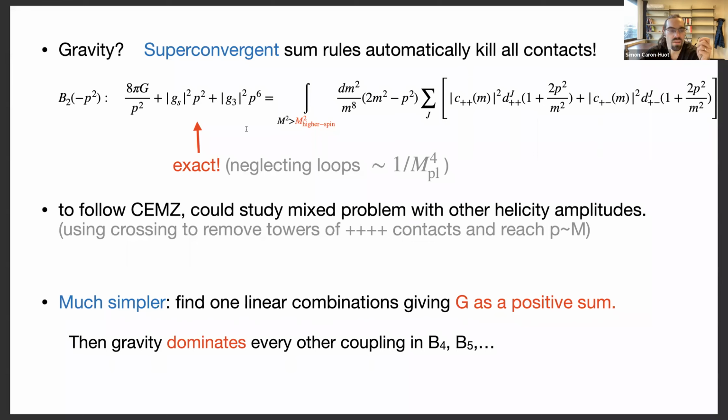The important thing is that what we're actually going to do with this is much easier than what CMZ did. We're just going to take this equation and integrate against P in order to get a formula that proves that G is positive. That sounds boring, we know gravity is attractive, but once you have a sum rule that's positive and proves that G is positive, you can use that sum rule to dominate every single other coupling in the theory. So everything is bounded by gravity.